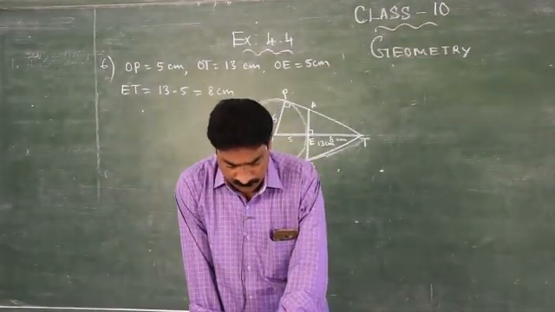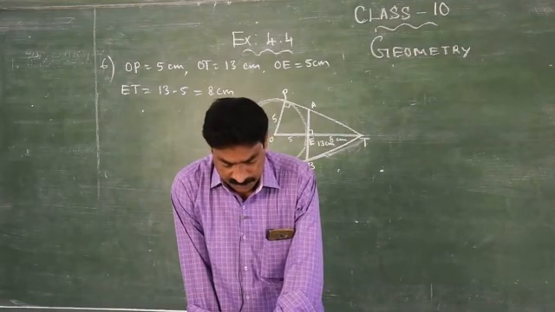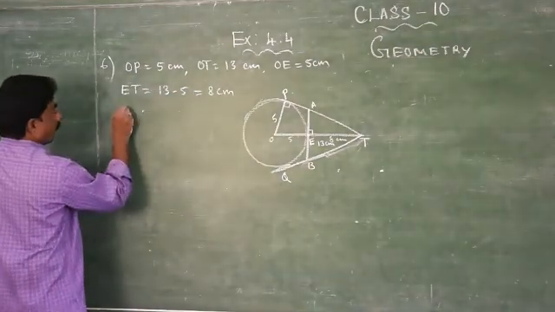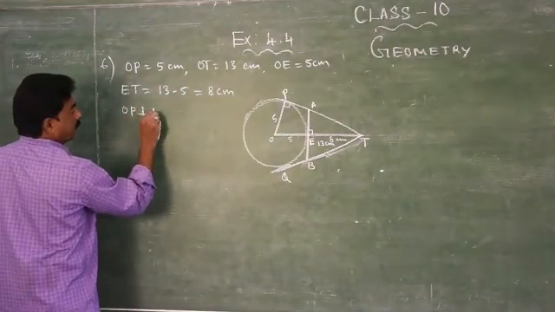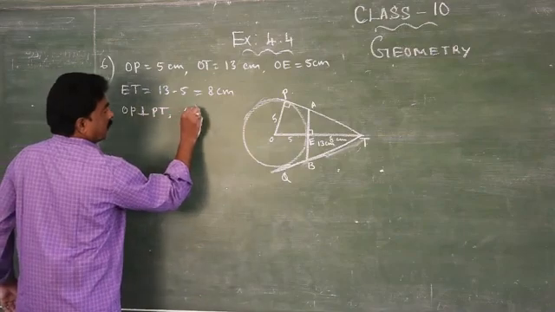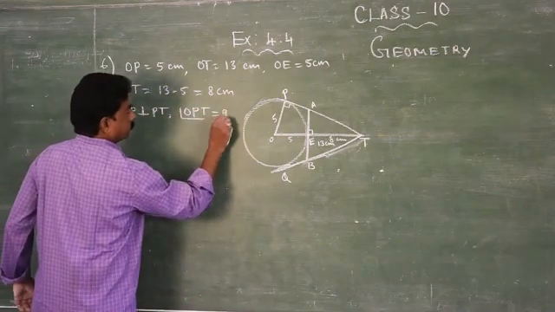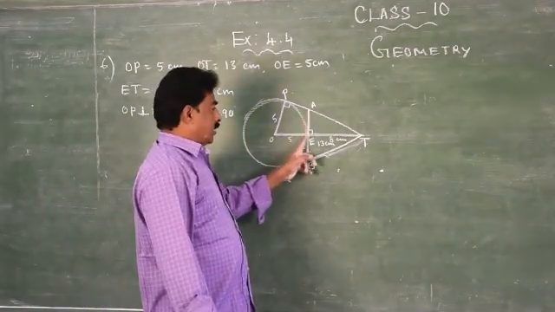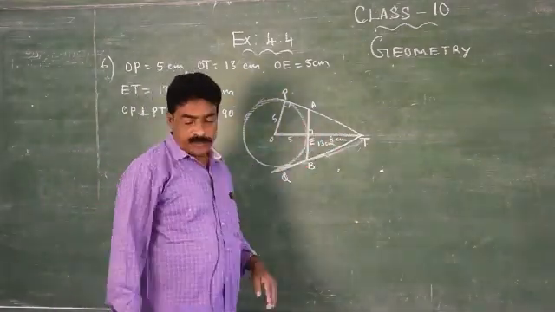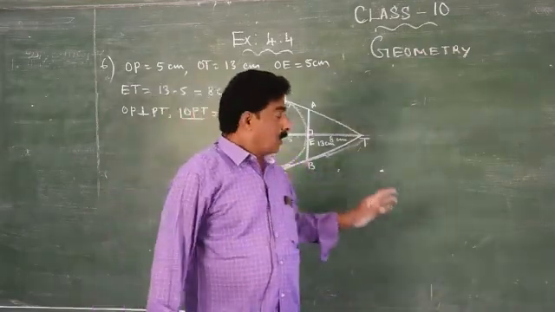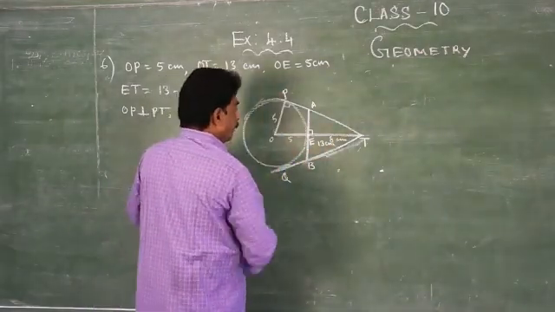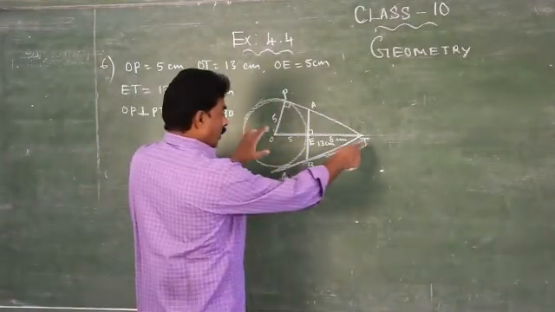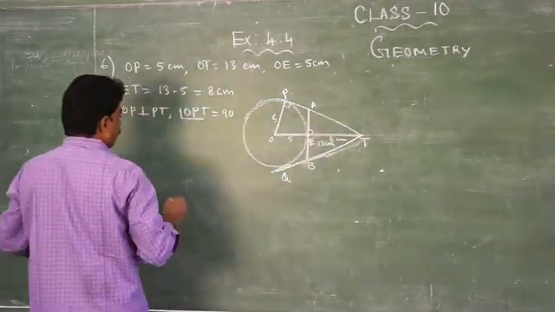Now OP is perpendicular to PT because OP is a radius and PT is a tangent, so OP is perpendicular to PT, that is, OPT is 90 degrees. And in the same way AT is a tangent, so AET is 90 degrees. Now in triangle POT, a right triangle, OP is 5, OT is 13, so what is PT?